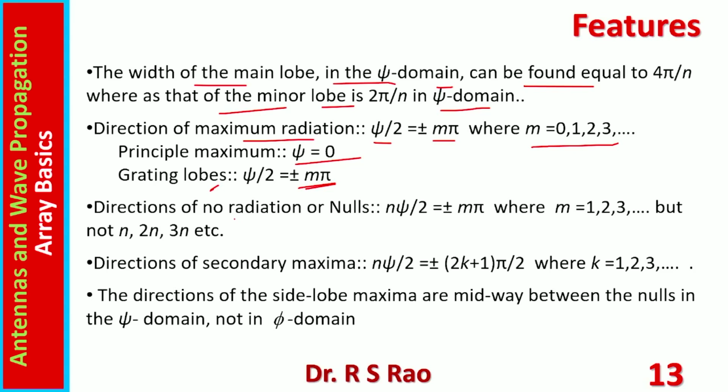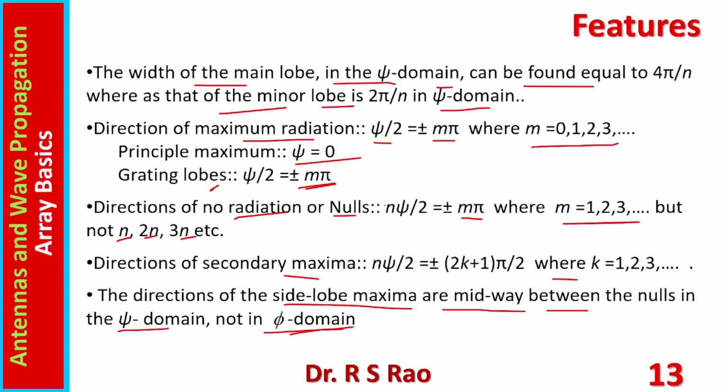Directions of no radiation, or nulls, correspond to n psi by 2 equal to plus or minus m pi, where m equals 1, 2, 3, etc., but not n, 2n, 3n, etc. Directions of secondary maxima correspond to n psi over 2 equal to plus or minus (2k plus 1) pi by 2, where k equals 1, 2, 3, etc. Directions of the side lobe maxima are midway between nulls in the psi domain, not in the phi domain.